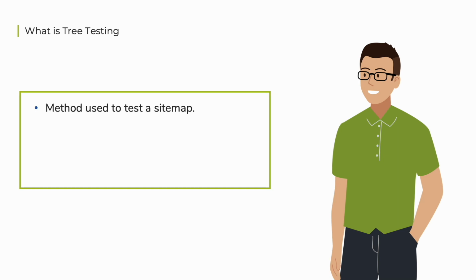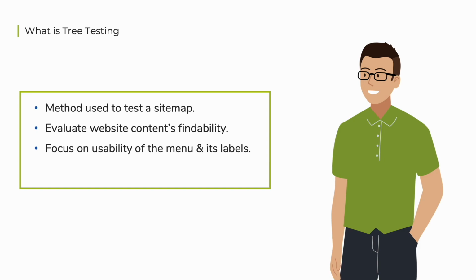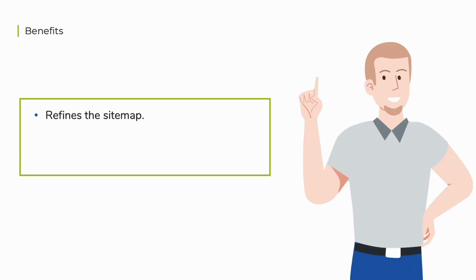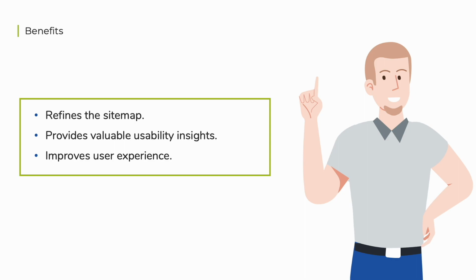Tree testing is a method to test an existing sitemap, whether it's an initial recommendation from Upanup or your current sitemap that you wish to assess. This process helps evaluate how easy it is to find key information on your website. Tree testing focuses solely on the usability of the menu and its labels, excluding secondary navigation tools such as quick links and inline linking. Tree testing offers several benefits to help refine your sitemap. The test helps validate user-focused decisions through valuable usability insights and helps optimize navigation for an improved user experience.